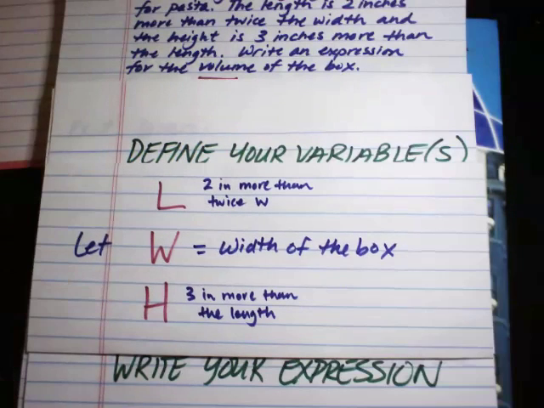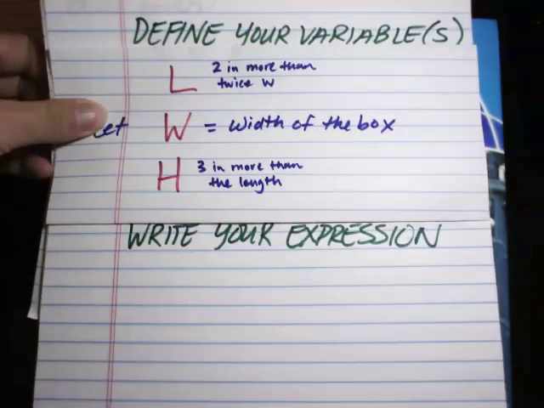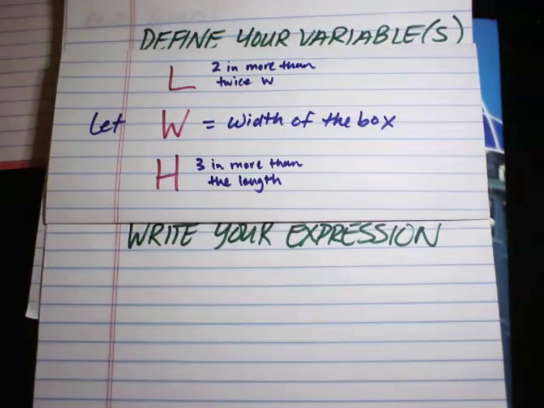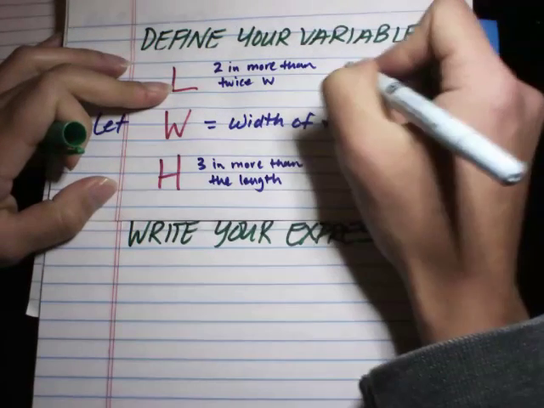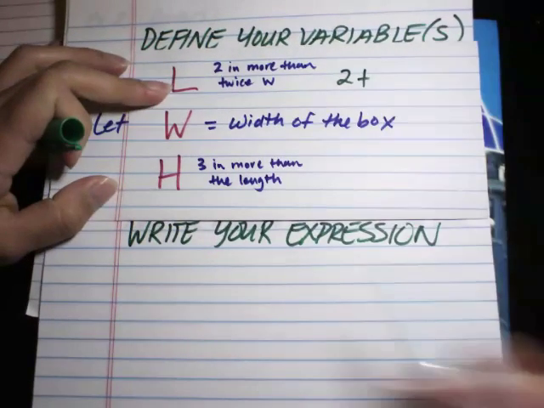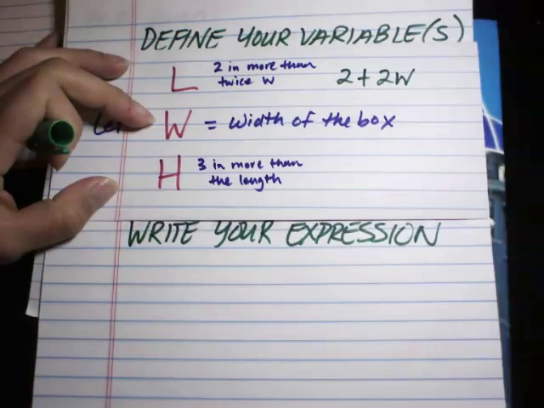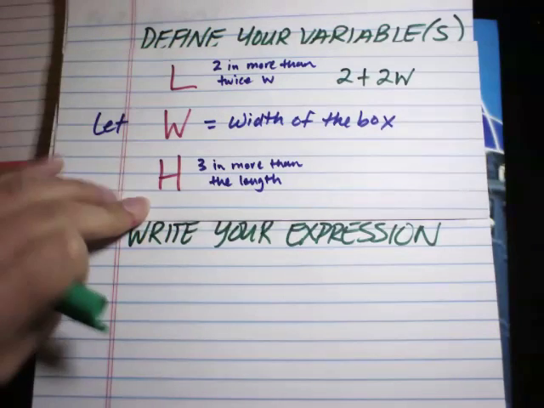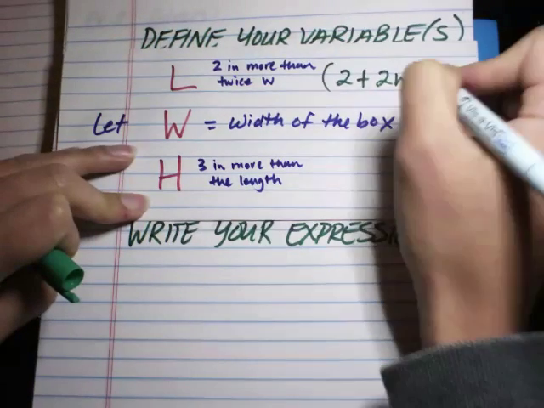So now we're going to go back and backfill the information that we have in order to write our expression. So we know that W equals the width. So when you're talking about the length is 2 more than twice the width, and twice the width, since we're using W, is just 2W. Here we say the height is 3 more than the length. Well, here is our length.